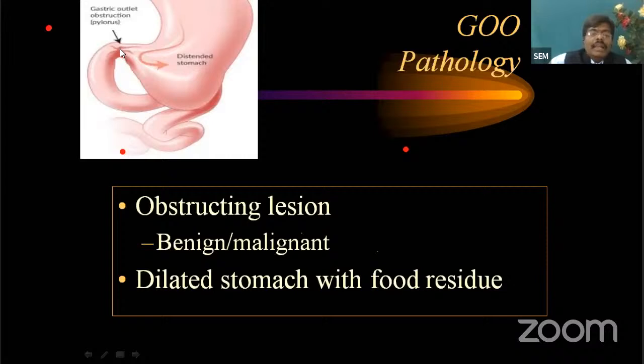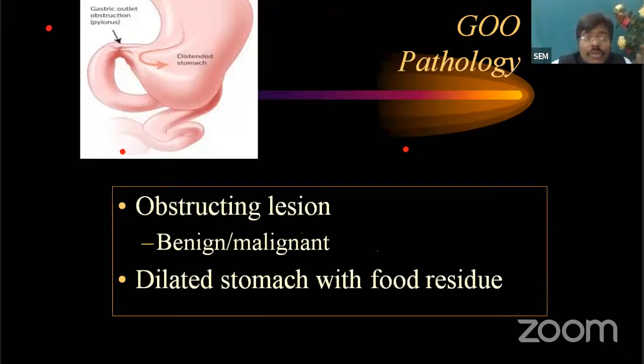Okay, it is a benign ulcer or a malignant ulcer or carcinoma head of pancreas or congenital pyloric stenosis, whatever it is, the problem is here. Because of the mechanical obstruction, the food is not able to go. So all the food remains here, undigested food. So the stomach keeps on distending. The capacity of the stomach over a period of many months becomes from 1 liter to 2 liter, 2.5 liters.